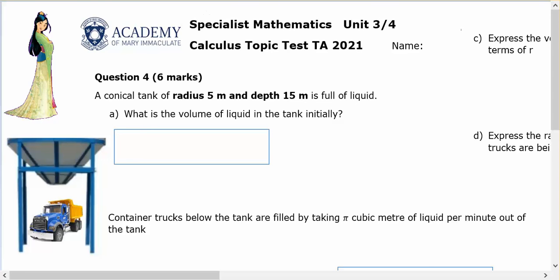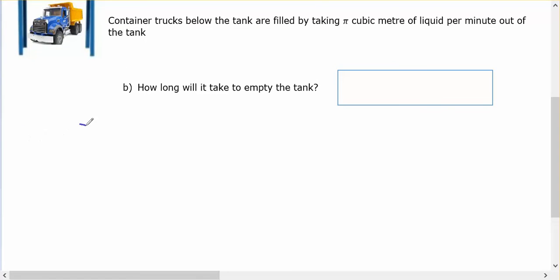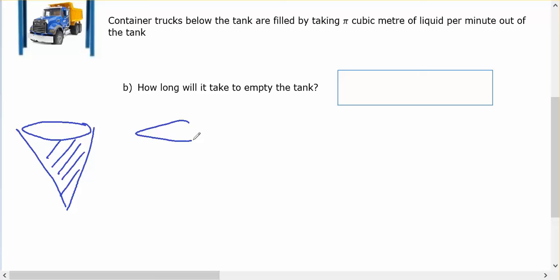In question number 4, it's a rates question in the context of a cone. Now, be careful with your cones because we can use similar triangles with our cones. So if I have an inverted cone and it's full of water, then the water takes the shape of a cone. If it only has part water in it, this also takes the shape of a cone, and these cones are similar.